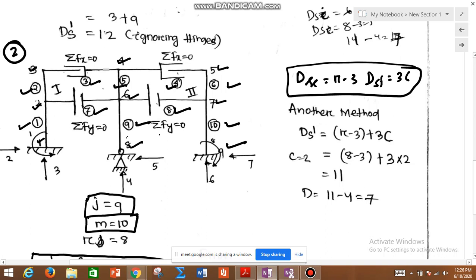How many reactions are there? This one is fixed, so number of reactions will be 3, and this is a hinge. This hinge will provide how many reactions? 2 reactions, because rotation is allowed. It will not create a moment. So this is 2 reactions, 3, this is 4, this is 5, and this is also fixed, so this is 6, 7, and 8. Total reaction will be 8.